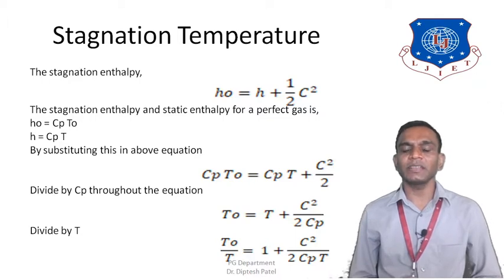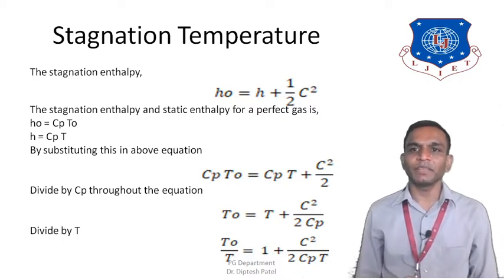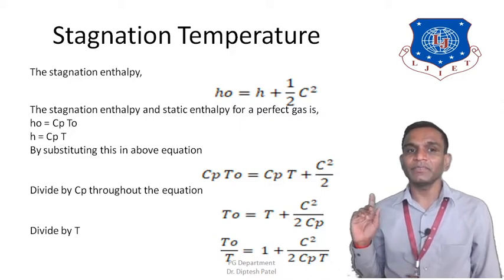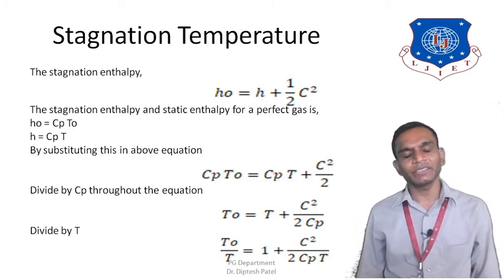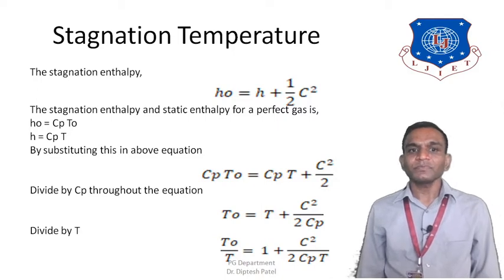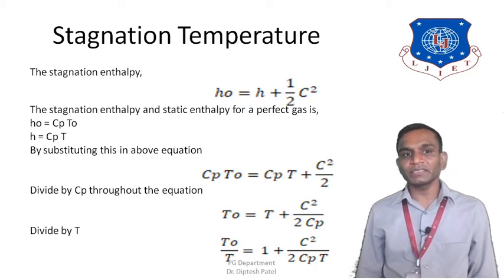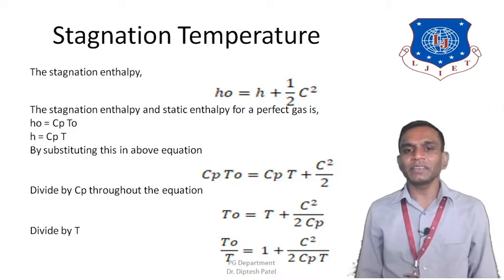So, let us begin with the stagnation enthalpy. Since it was derived in the previous lecture, h0, the stagnation enthalpy, is equal to h plus 1 divided by 2 C square, in which h0 is the stagnation enthalpy, h is the static enthalpy, while C is the velocity. Now, the stagnation enthalpy and the static enthalpy for a perfect gas can be written as h0 equal to Cp T0 and h equal to Cp T, that we have studied in basic thermodynamics.